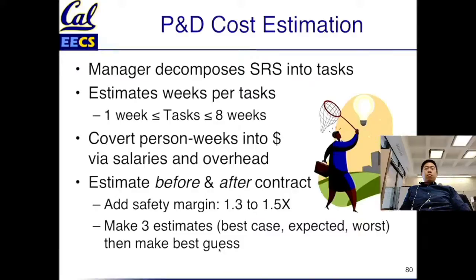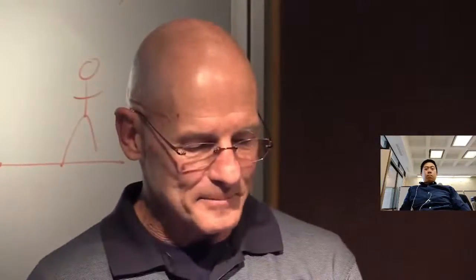You and maybe your team work through how many weeks it's going to take to do these tasks, and you multiply by a number like 1.3 or 1.5. Another idea is you make 3 estimates. You make the best case estimate, the expected case, and the worst case. And then after you look at all those estimates, you make your best guess. All right? That's the cost model.